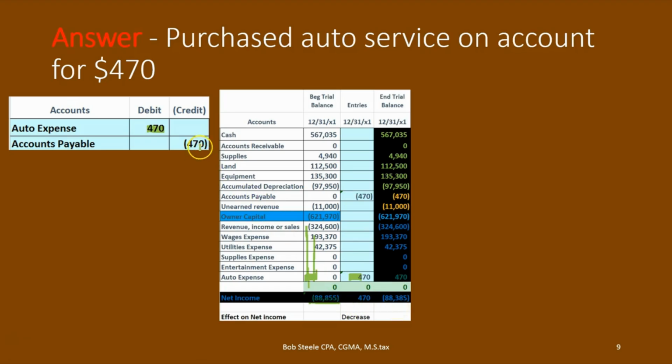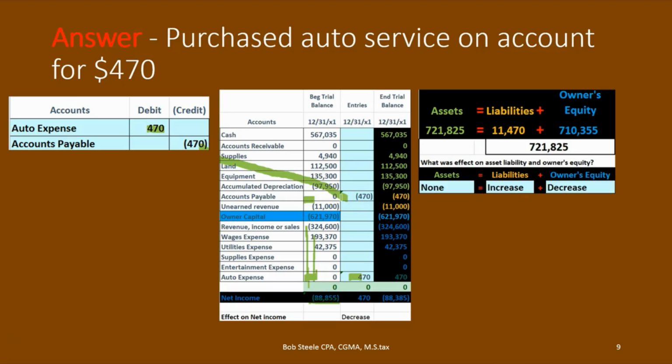What's the other side of it? Well, we are increasing the bad things. So the liability is going to go from our credit balance up in the credit direction to 470. So the brackets don't represent a negative number, they represent credits. And what happens to the accounting equation? Well, no assets are affected. You can see up here, no assets affected.